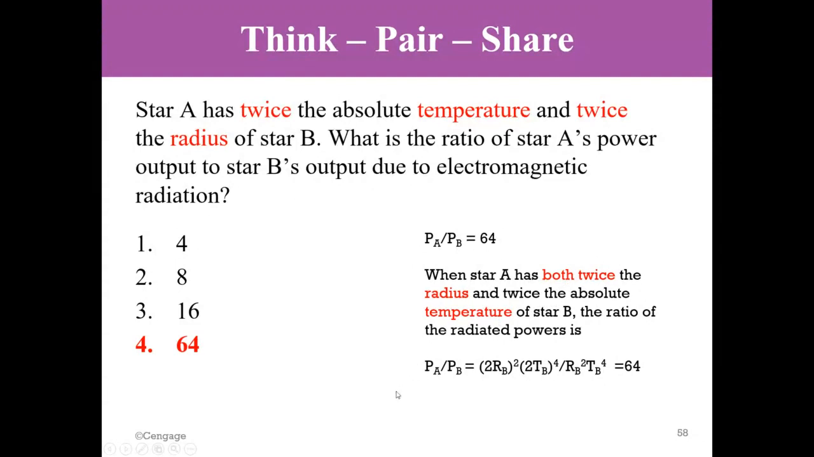Okay, it is 64, because now twice the radius, twice the temperature. The factor 2 here squared will give us 4. The factor 2 here to the power 4 will give us 16. 4 times 16 is 64.